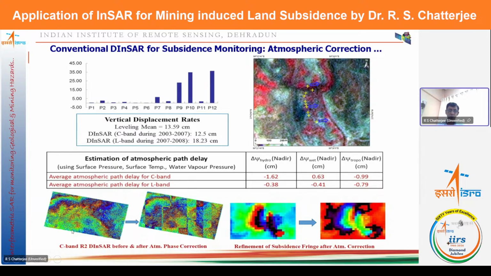Okay. Now, see, this is the RadarSat-2 C-band differential interferogram, and this is after correction in blocks. Now, at the fringe level, how the refinement has happened. This is the fringe before the atmospheric correction, and this is after the atmospheric correction. Okay, so that is important. But nowadays, you can do it from the online tools. Okay, atmospheric phase correction by GACOS.